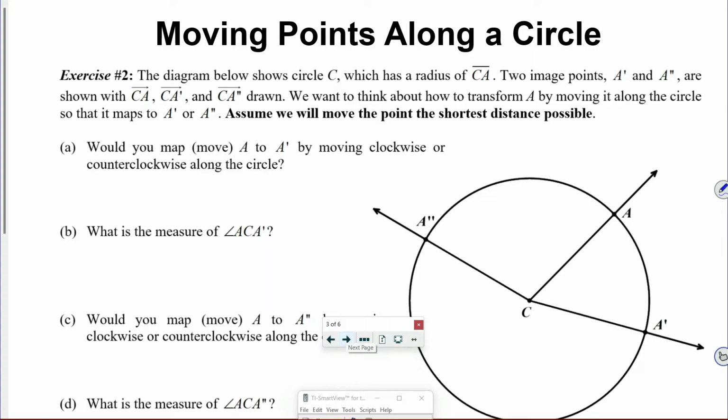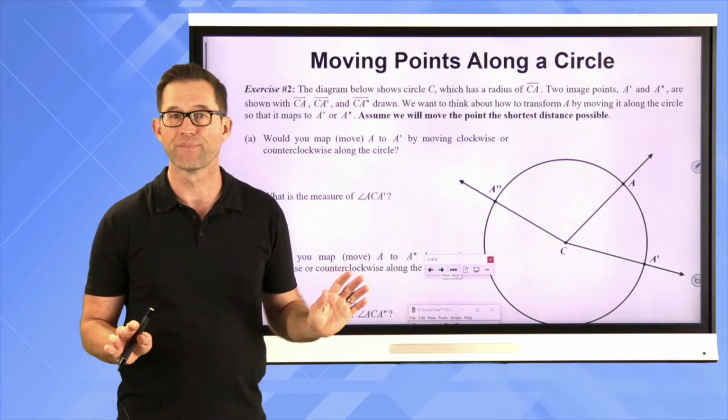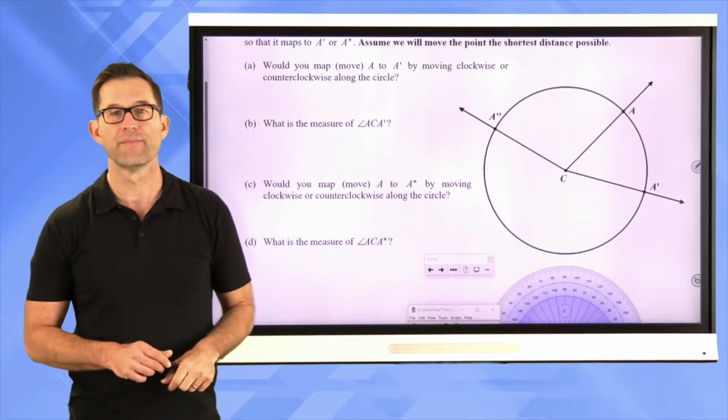The diagram below shows circle C, which has radius CA. Two image points, A prime and A double prime, are shown with ray CA prime and ray CA double prime drawn. We want to think about how to transform A by moving it along the circle so that it maps to point A prime or to point A double prime. Assume we will move the point the shortest distance possible. All right, now by the way, this assumption in bold is only for this particular problem, okay? So let me just move this up a little bit, and let's take a look at letter A.